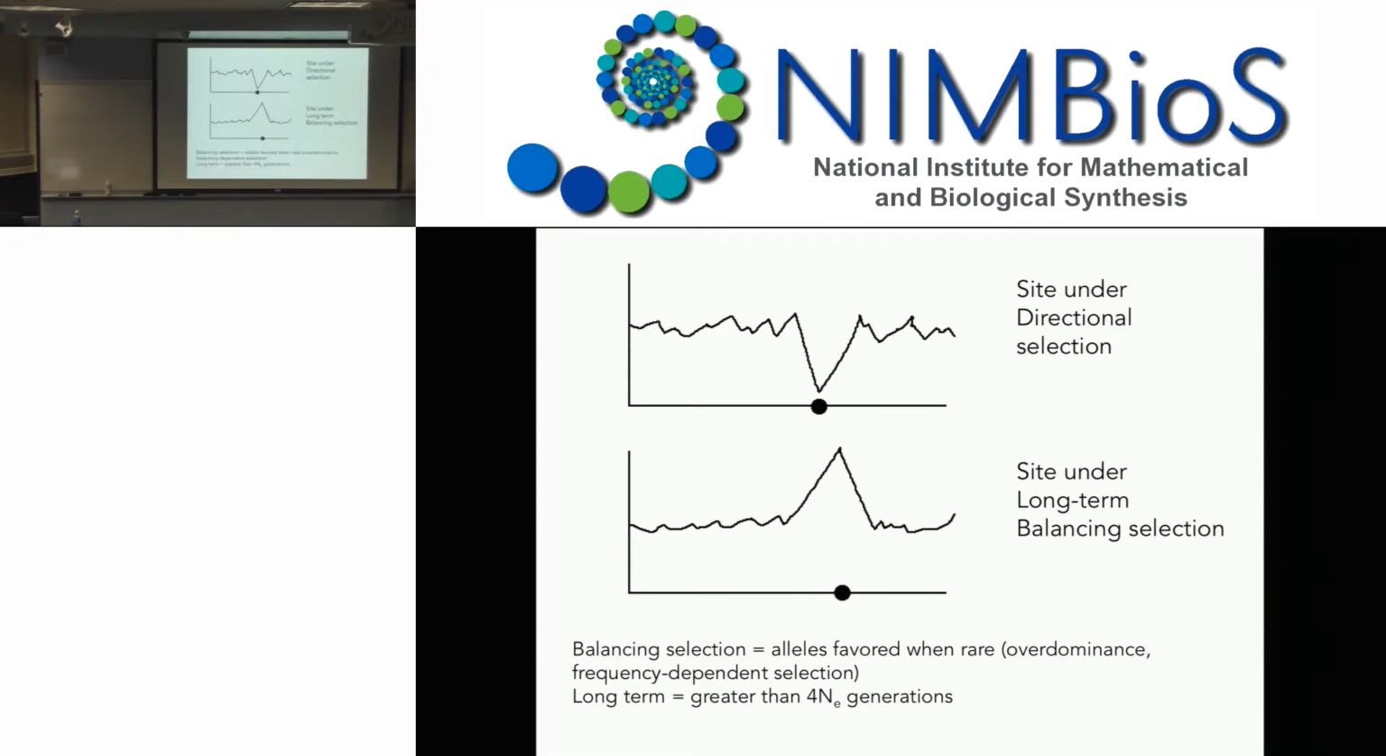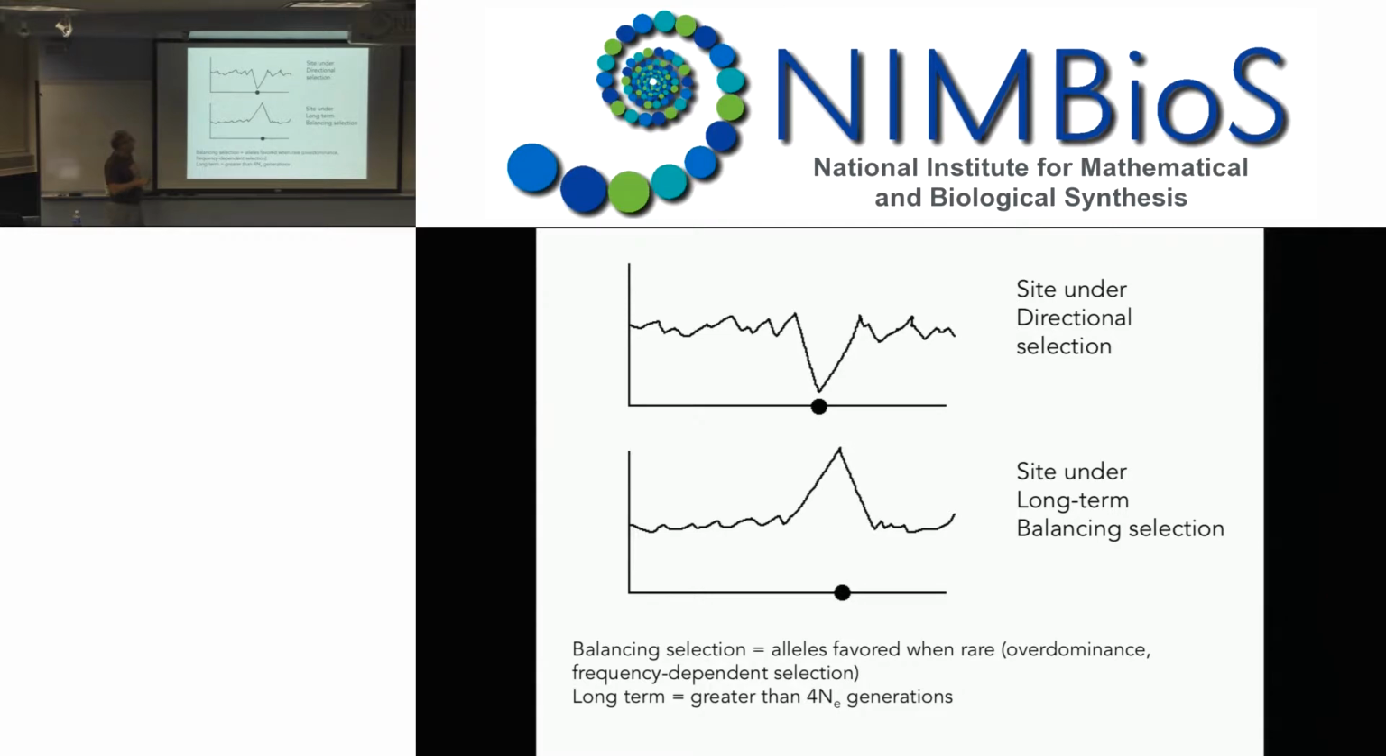So here's the basic idea. If I have a sliding window, and let's say I'm measuring nucleotide diversity, which is a general measure of variation. Any single site will be very noisy, so I've got a sliding window. And what I see is a big dip. That's a classic signal that you expect from a site under directional selection. Likewise, if I see this, that's a classic signal you expect for a site under balancing selection.